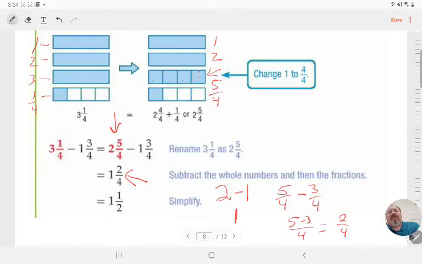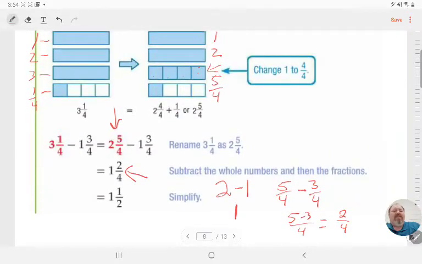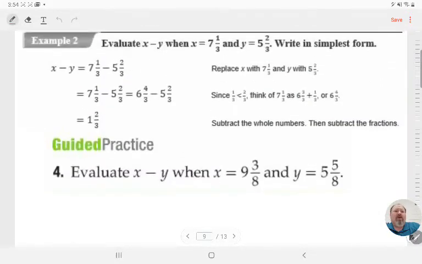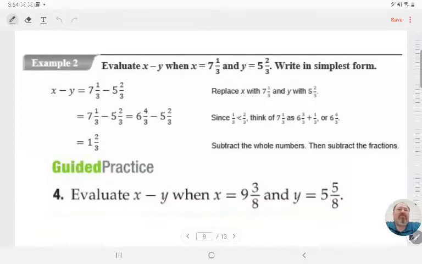Okay? Now, let's take a look at how that looks in an actual problem that we could work, okay? So we have x minus y, where x equals 7 1/3 and y equals 5 2/3. We're going to write this in simplest form. So we just plug in what we know. So we plug in 7 1/3 for the x and 5 2/3 in for the y. And we have 7 1/3 minus 5 2/3.